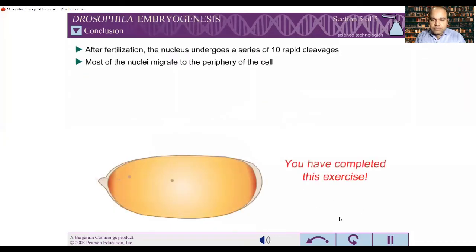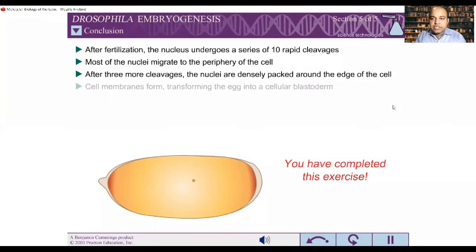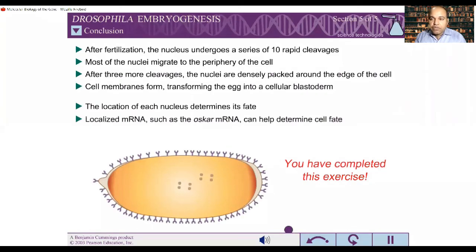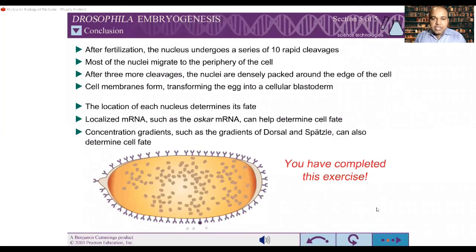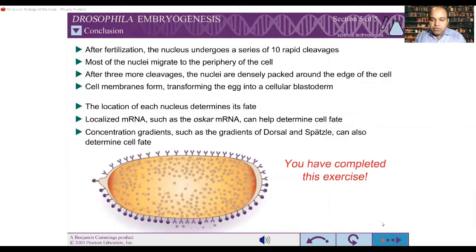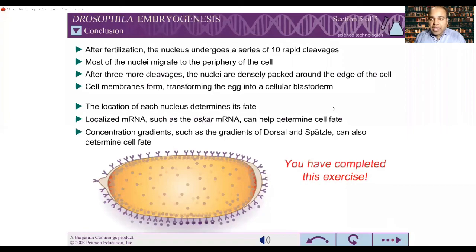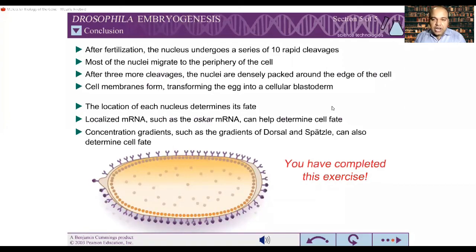You have completed this exercise. With this, we have finished the first exercise of the Drosophila melanogaster. Now, looking at the specific questions, try to ask your questions, your queries, or write it in the chat box.